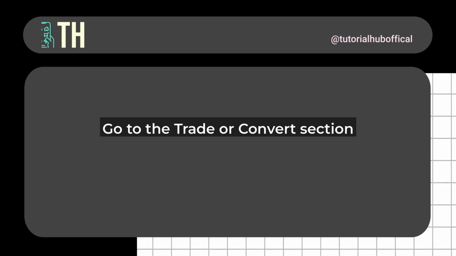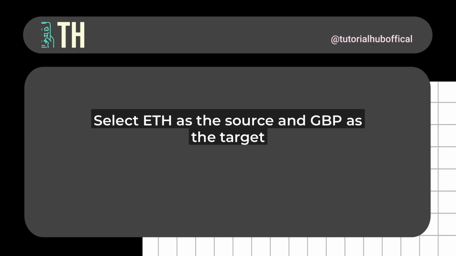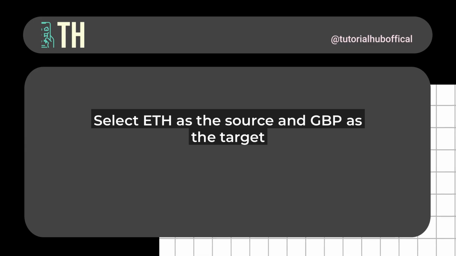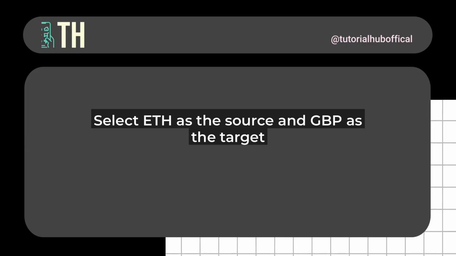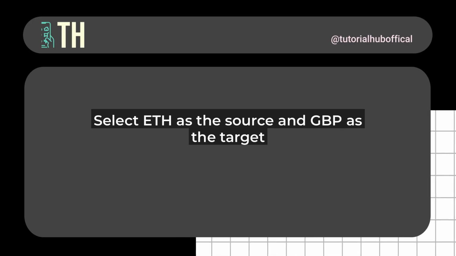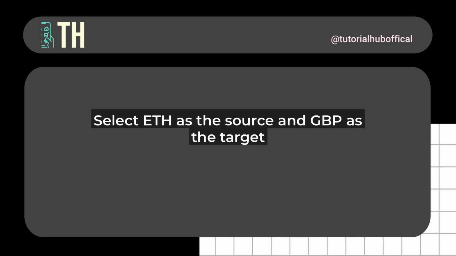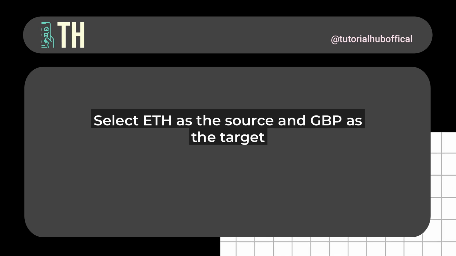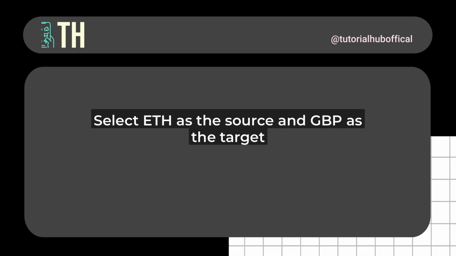Now, let's get to the conversion. Start by going to the Trade section on the Binance homepage. Look for the Convert or Trade tab. By 2025, Binance might have updated their interface for even easier access. Select ETH as your source asset and GBP as your target.